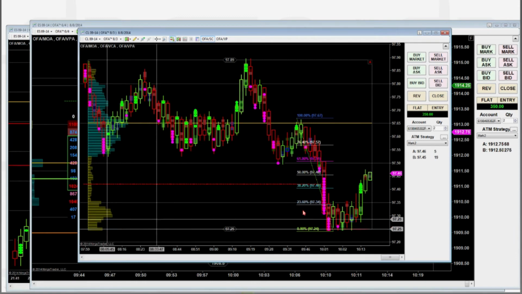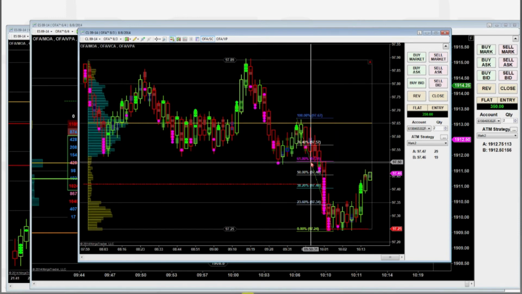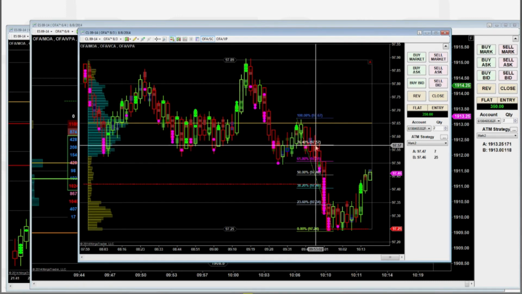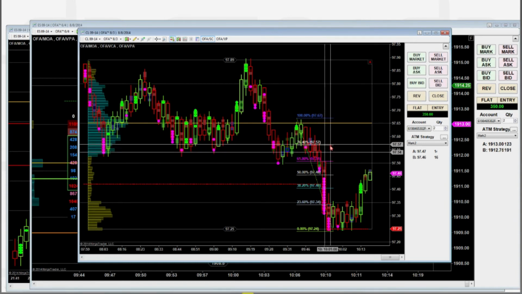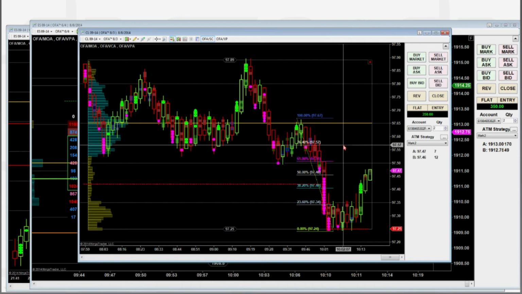Sorry about the volume. And so what I would look for, because oil is a very mechanical instrument, I use these fibs. And what I really am looking for is a move back anywhere from the 61.8 to 76.4. I'm looking for this type of retracement. I'm looking at retracements and extensions on oil. And so I'm looking for something to align in this, beginning here and somewhere inside of here.